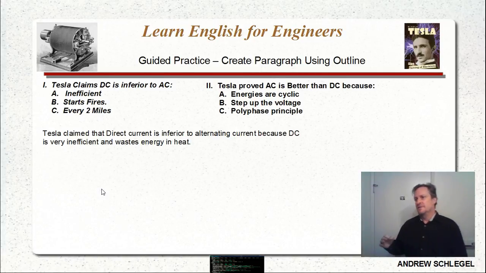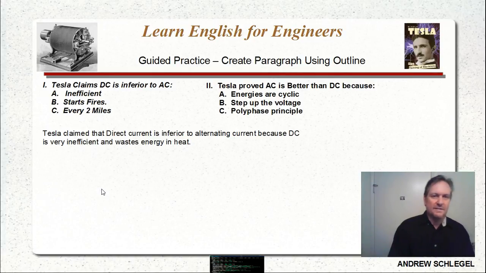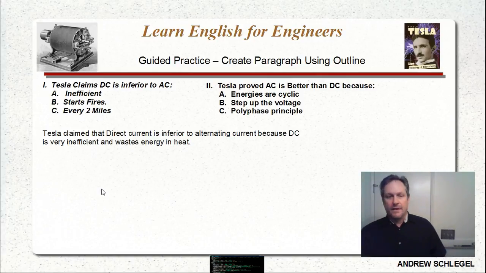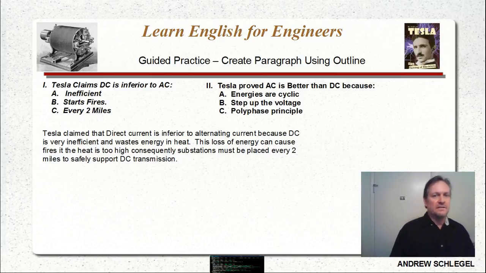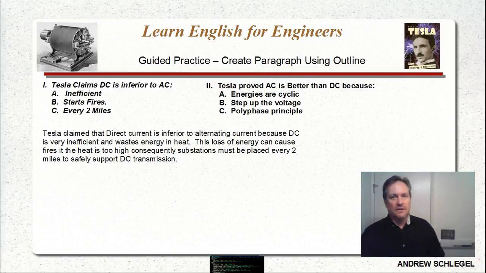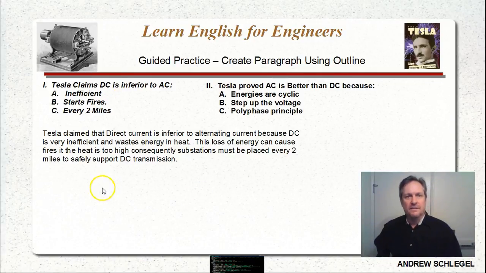So let's go ahead and take this outline and put it into paragraph form. I'm just going to write, Tesla claimed that direct current is inferior to alternating current because DC is very inefficient and wastes energy as heat. Can anyone add to that? Yeah, great. The loss of energy can cause fires if the heat is too high. Consequently, substations must be placed every 2 miles to safely support DC transmission. That's great. We already incorporated all of these ideas into a paragraph that we've written on our own.